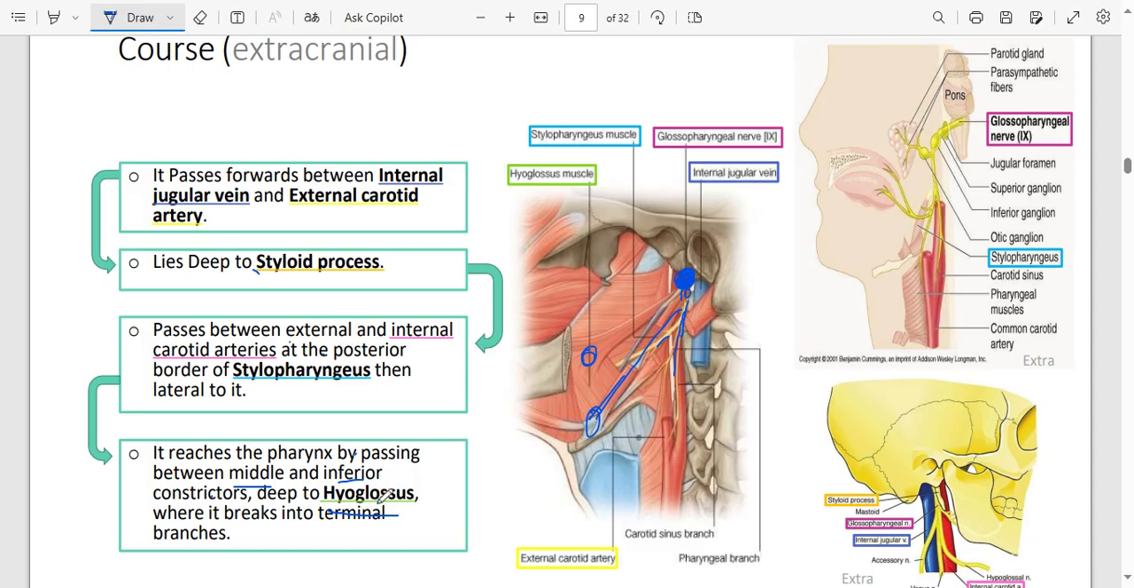Hyoglossus, this is a muscle of the tongue, okay, where it breaks into the terminal branches. So it is deep to the hyoglossus. The term deep means that it is more inside in comparison to the hyoglossus.